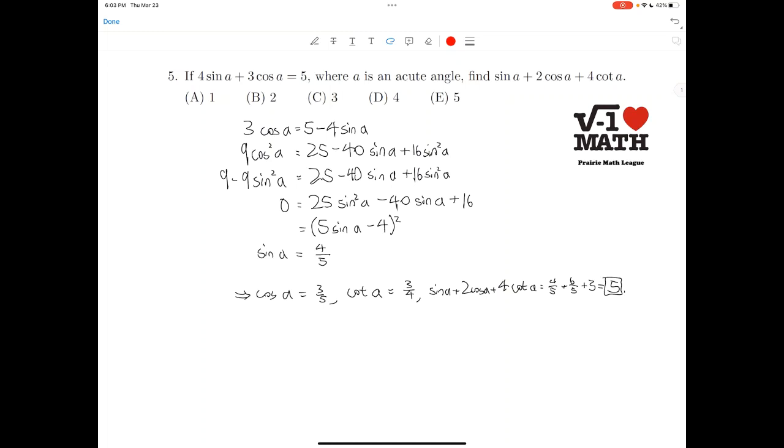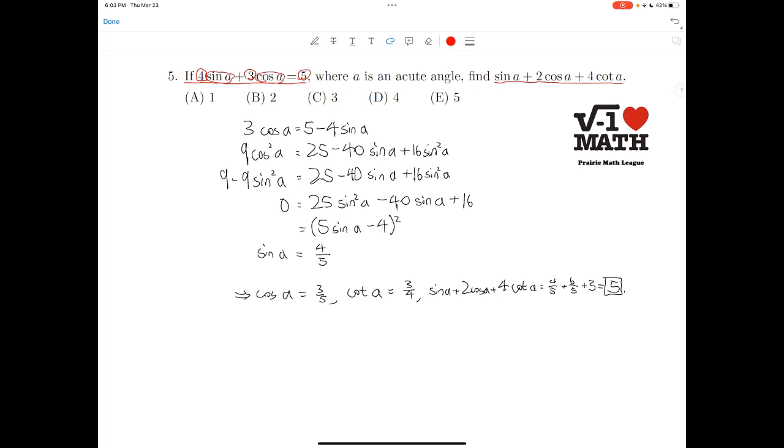For problem number 5, if 4 sine A plus 3 cosine A is equal to 5, where A is an acute angle, find sine A plus 2 cosine A plus 4 cotangent A. Well, first of all, we have the Pythagorean triple 4, 3, and 5. We also see sine and cosine.